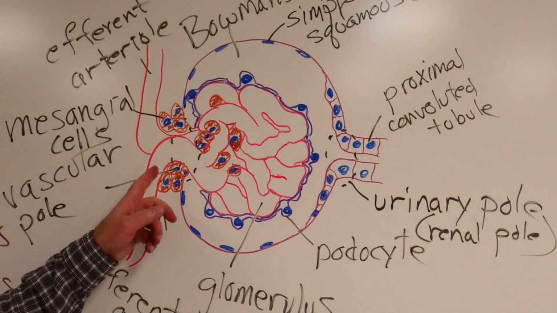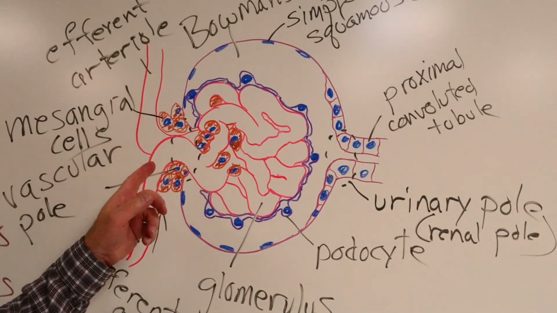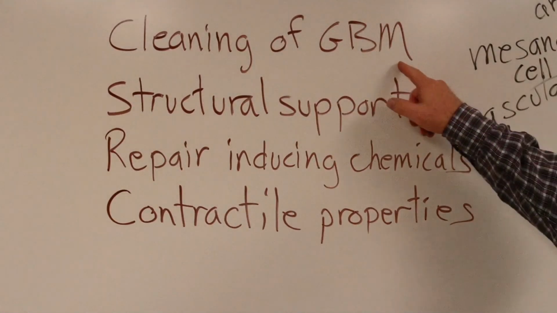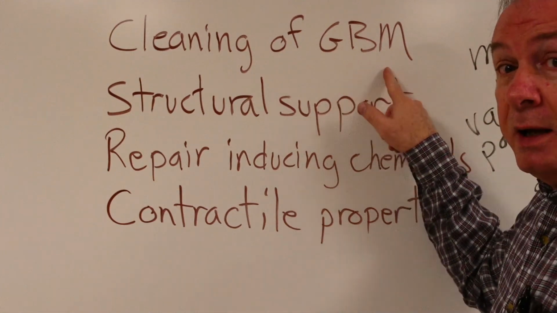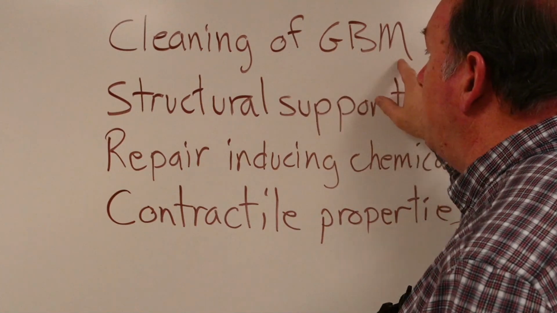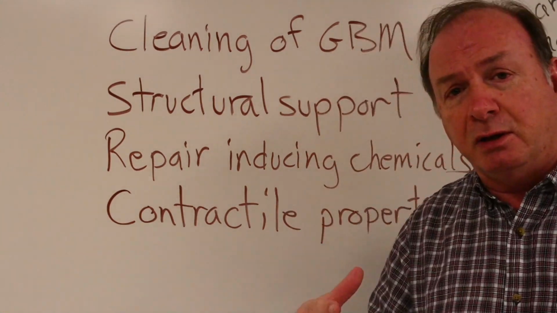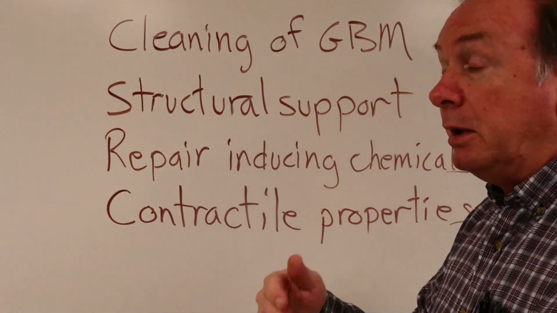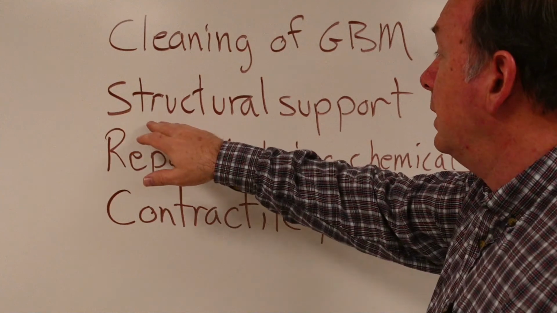Now we're going to talk a little bit about the possible functions of the mesangial cells that are found in the base of the nephric corpuscle. The first one is cleaning of the glomerular basement membrane, here again abbreviated GBM. So they may have a phagocytic role where they get in there between things and can remove whatever may be clogging the filtration slits.